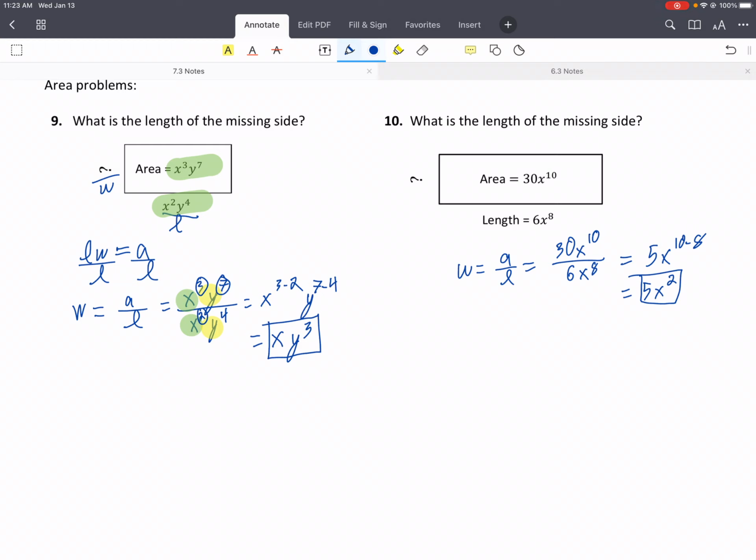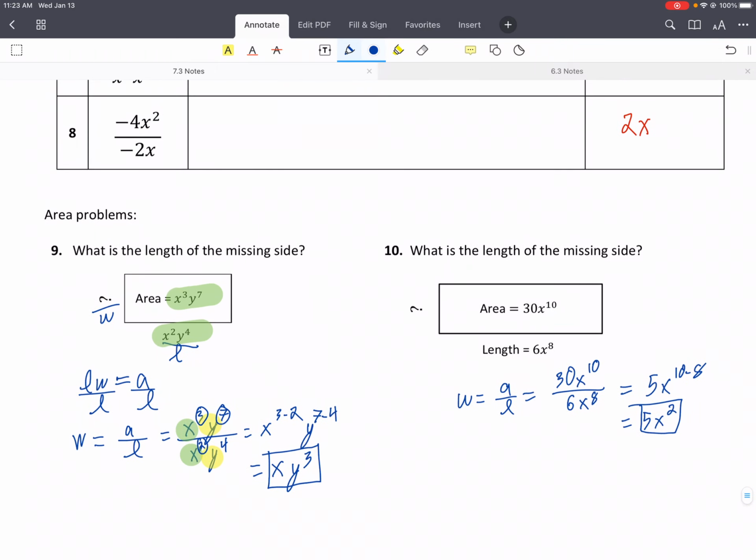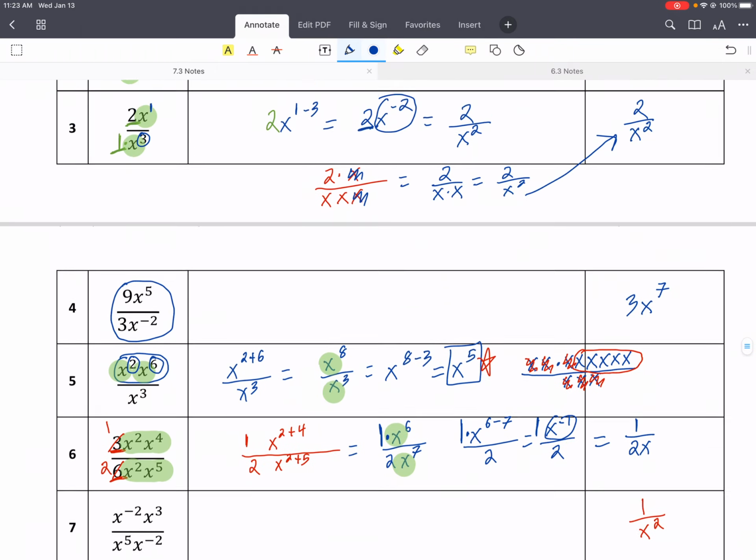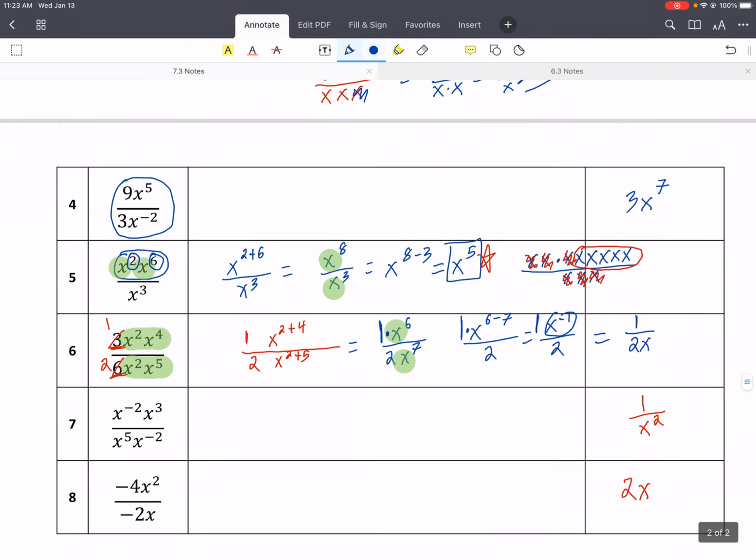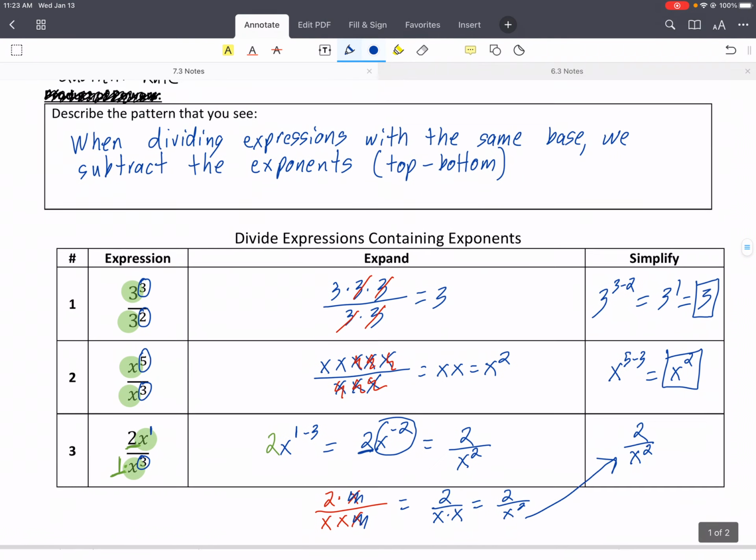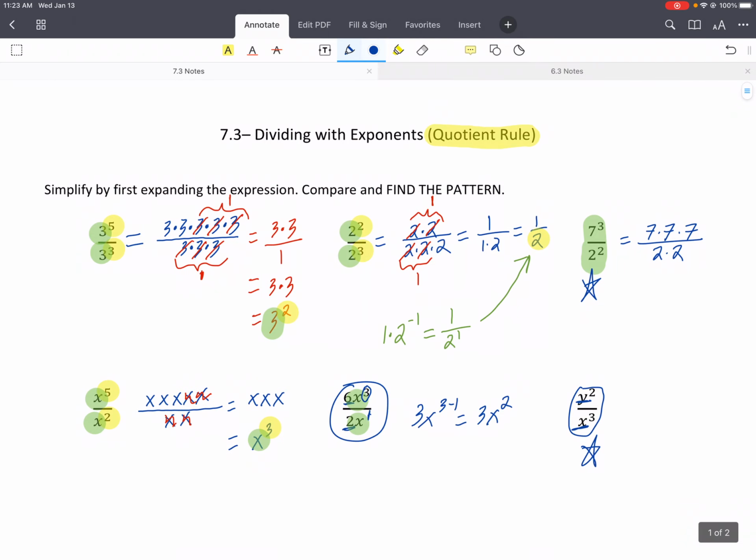Okay? Alrighty, so there's our lesson for 7.3, the quotient rule. Remember to give these examples, 4 and then 7 and 8, a try on your own. As always, if you have any questions, please let me know.